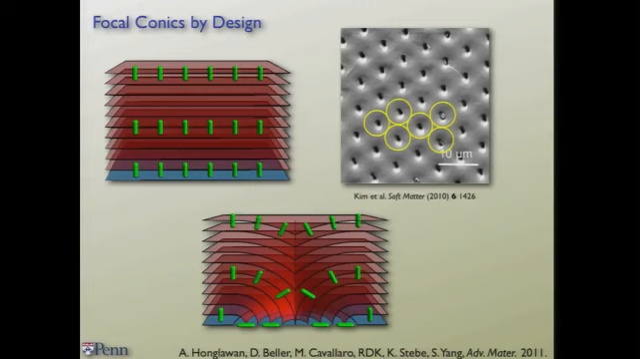So we wanted to control this a little further. In particular, who needs triangular lattices? We wanted other kinds of lattices. We wanted square lattices.